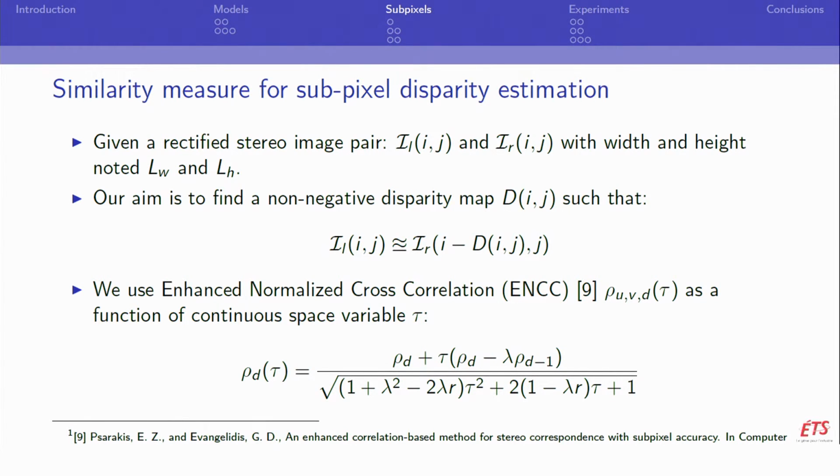And for doing that, we are using the enhanced normalized cross correlation feature to do the matching between the two images, to extract the correlation between the two images, basically to exploit the data, the correlation between the images.